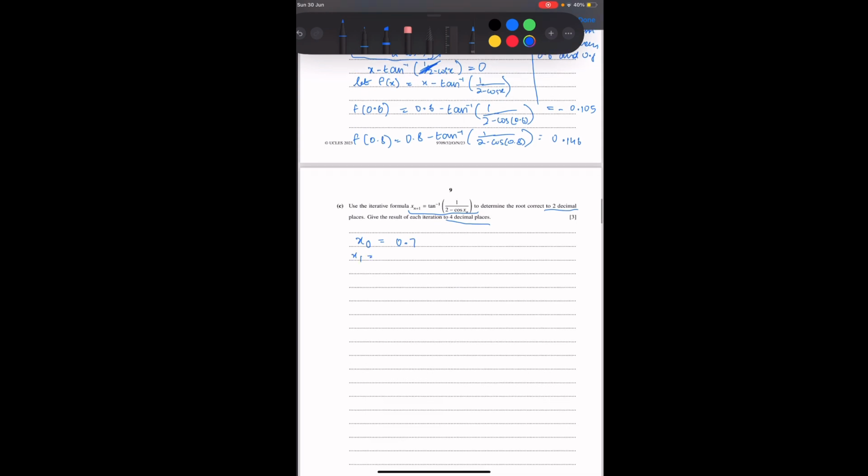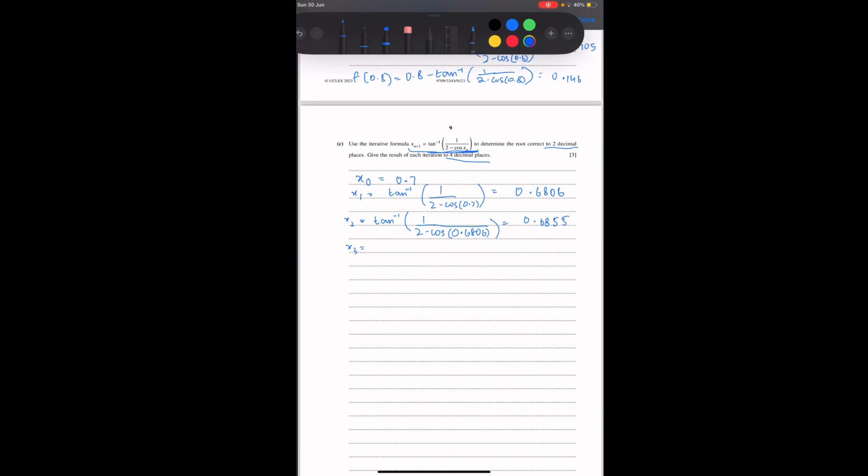And now x1 will be, I'll just put this value in this expression. So tan inverse of 1 upon 2 minus cos 0.7, and it's 0.6806, correct to 4 decimal places. Then to find x2, I'll put tan inverse of 1 upon 2 minus cos of 0.6806, that's 0.6855, correct to 4 decimal places.